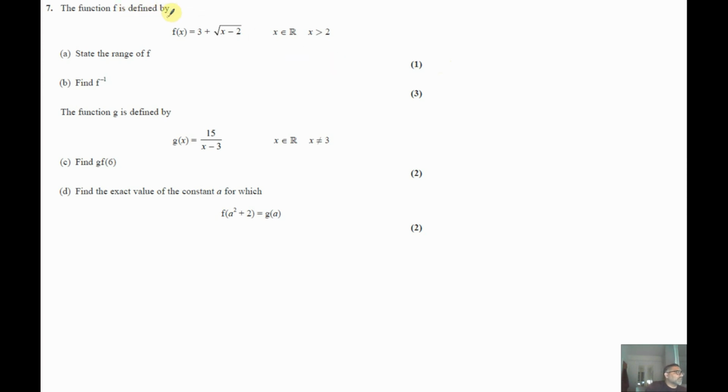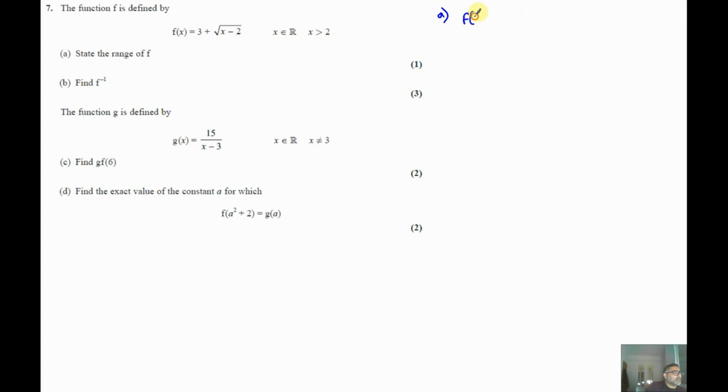Question 7 in the June 23 A-level Paper 1, what we're looking at here is functions. For part A, I need to state the range of f for this function. It tells us that x must be greater than 2, so the minimum value I want to put in here is 2, to see what it's got to be bigger than.